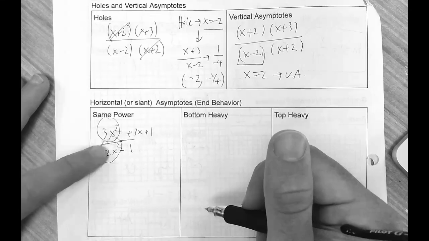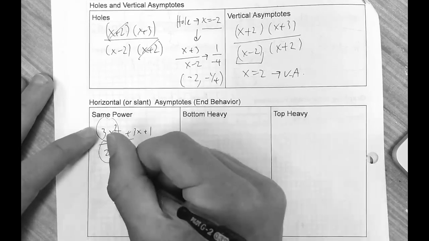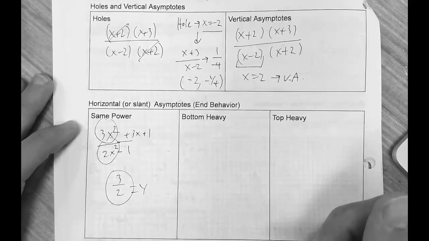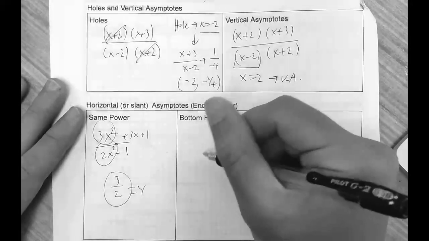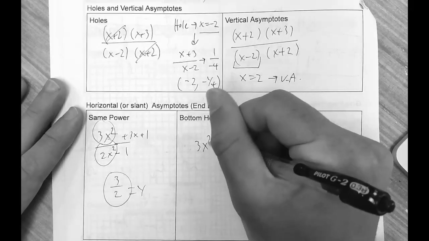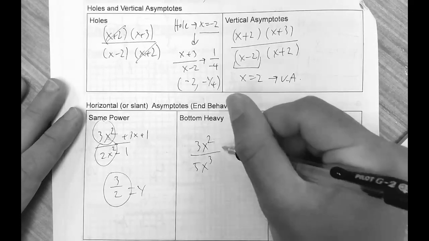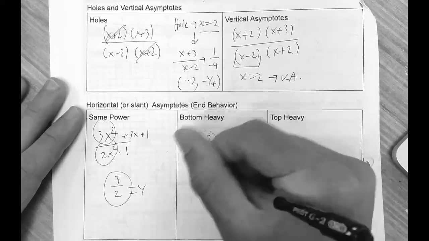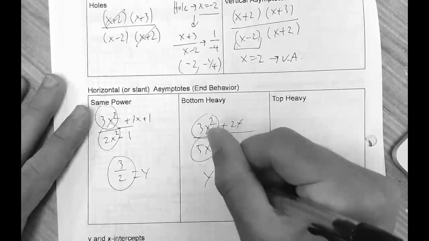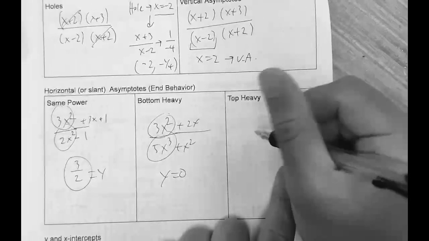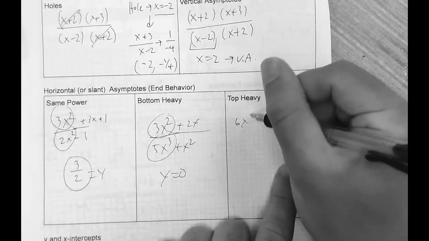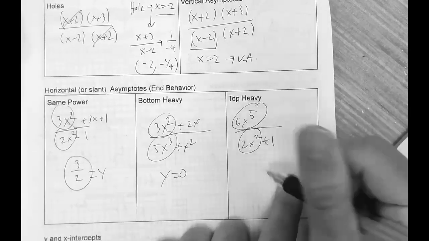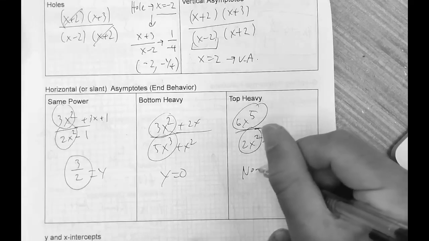If they're the same degree, top and bottom, a square and a square, it's the ratio of their coefficients, which is the horizontal asymptote. If it's bottom heavy, so let's say it's 3x squared over 5x cubed, and again, this can be whatever, you look at these two, and if the bottom wins, it's 0. If the top wins, so it's the other way around, let's say it's 6x to the 5th over 2x squared plus 1, the top wins in this case, there is none.